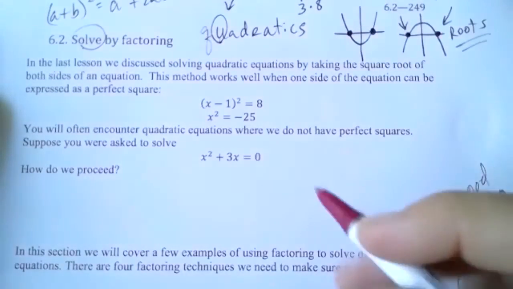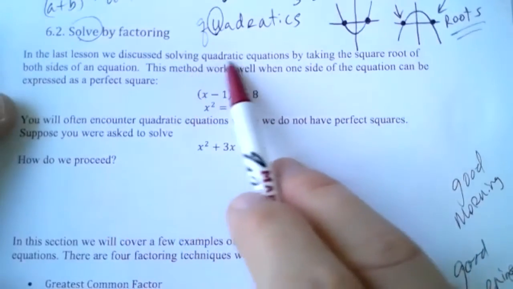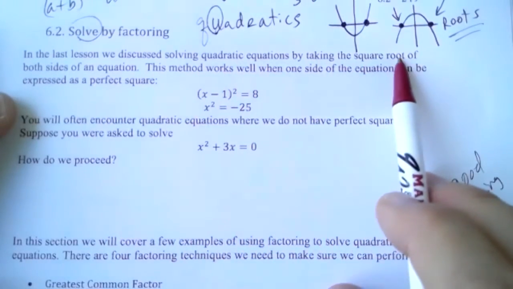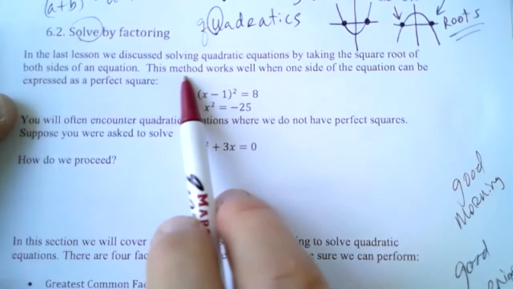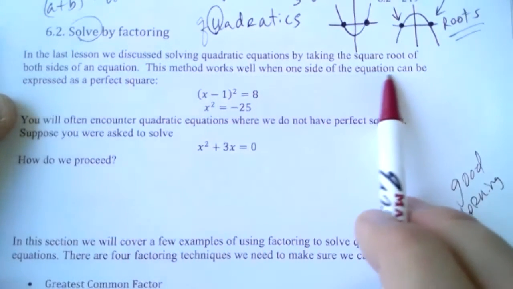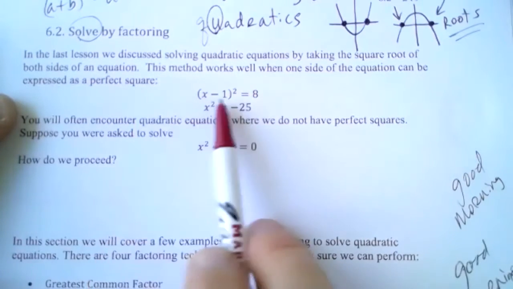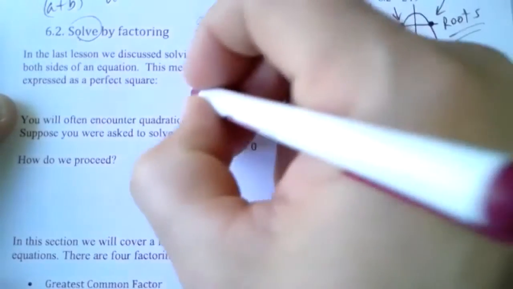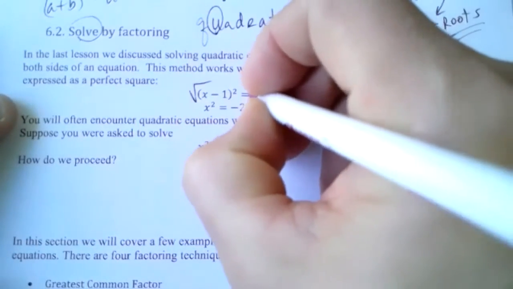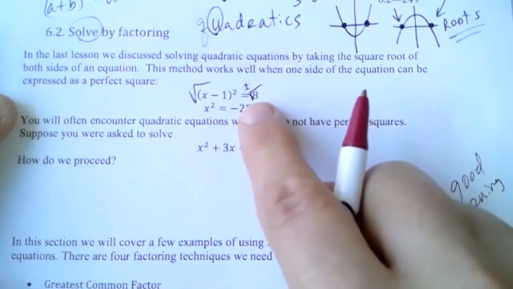All right. So in the last lesson, we discussed solving quadratic equations by taking the square root of both sides of an equation. This method works well when one side of the equation can be expressed as a perfect square, which is this right here. So you square root both sides, and don't forget, when you square root both sides, always put the plus or minus symbol there, okay?